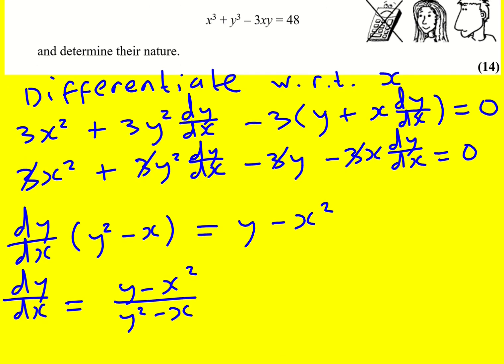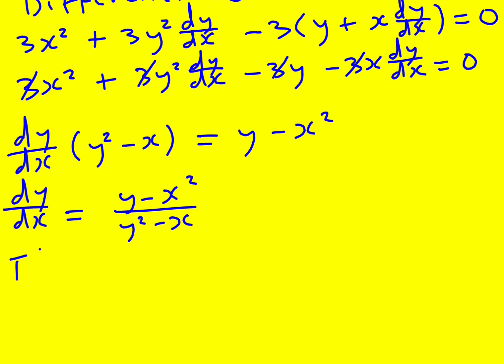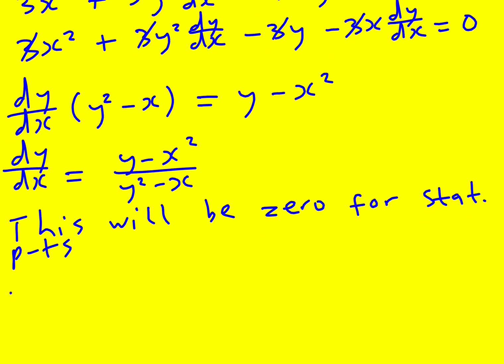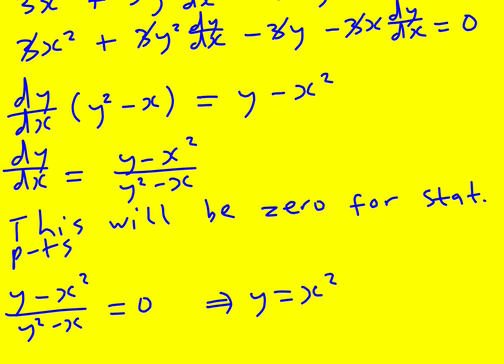Now this will be 0 for stationary points. So y minus x squared over y squared minus x will equal 0. And the only way that that can equal 0 is if y equals x squared.